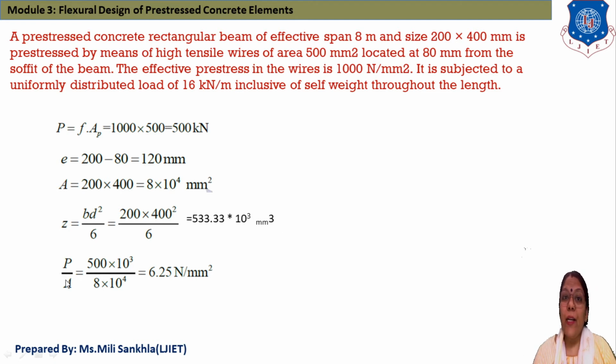Second, find the direct stress. P by A is equal to: P is given in kilonewton, so convert into Newton, 500 into 10 raised to 3, and area is 8 into 10 raised to 4. The answer is 6.25 Newton per mm square.